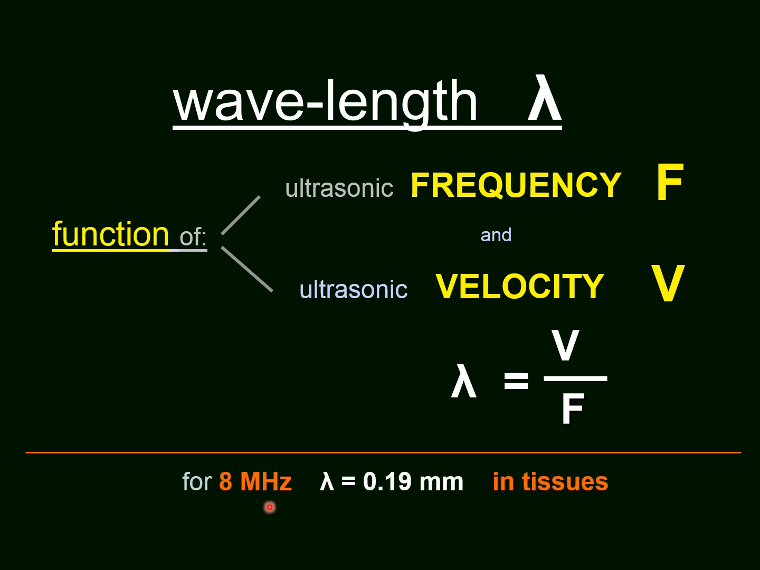For 8 MHz ultrasound, the wavelength is 0.19 millimeters in regards to the velocity in tissues. For 50 MHz, the wavelength is much smaller, 0.031 millimeters, again in relation to the velocity in tissues.